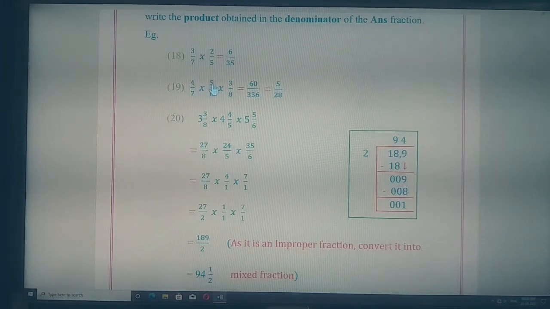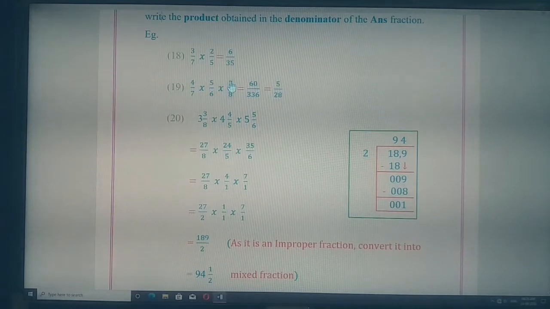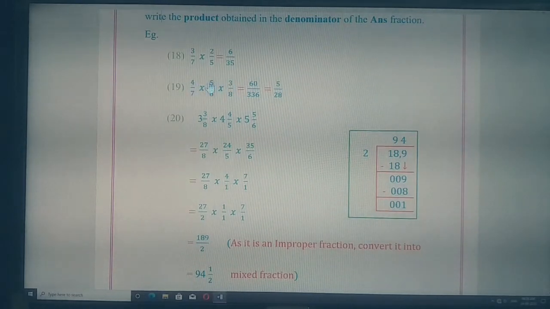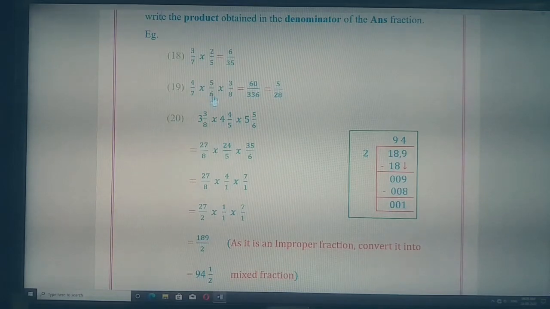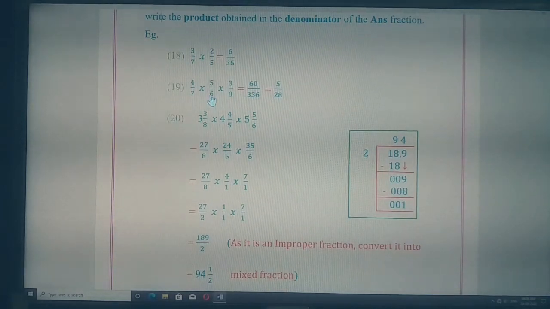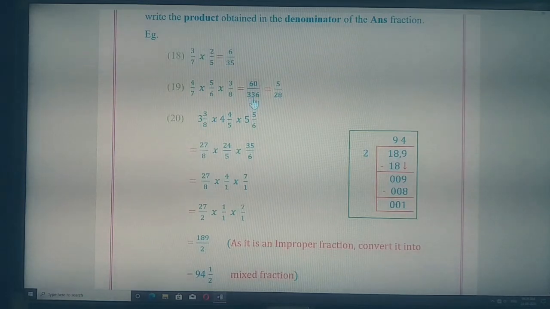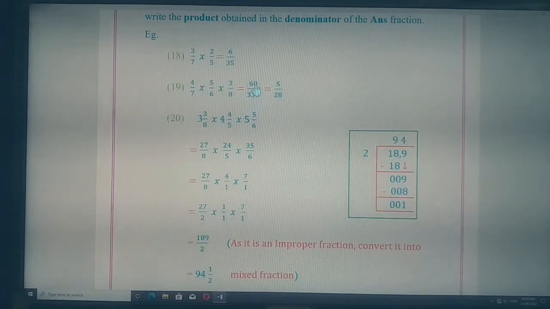4 into 5 into 3. 4 5s are 20, 20 3s are 60. So the numerators 4 into 5 into 3 are multiplied: 4 5s are 20, 20 3s are 60. We'll write the answer 60 in the numerator of the answer fraction. Similarly, the denominators 7, 6 and 8 are multiplied. 7 into 6 into 8. 7 6s are 42, 42 8s are 336. So we write the answer in the denominator of the answer fraction. So our answer will be 60 upon 336.